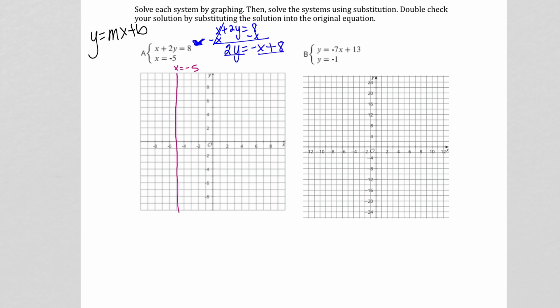Then we are going to divide by 2 on both sides to get y equals -1/2 x, or x over 2, plus 4. 8 divided by 2 is 4. So I'm going to go up to the 4 on my graph. Then I'm going to go down 1 and to the right 2. And then I'm going to connect my dots. I'm going to do a couple of dots real quick, that way I can connect my dots a little bit easier.